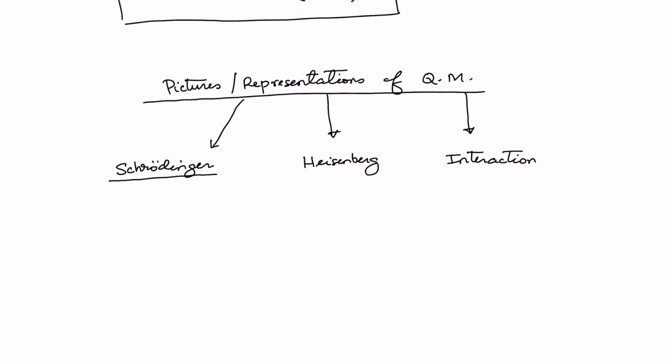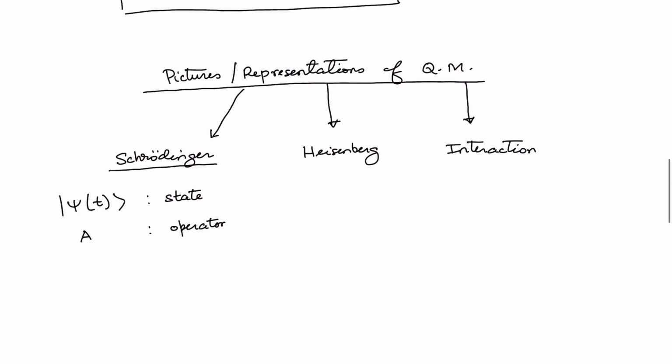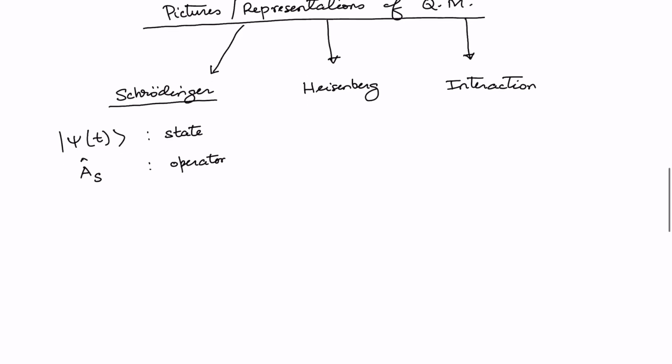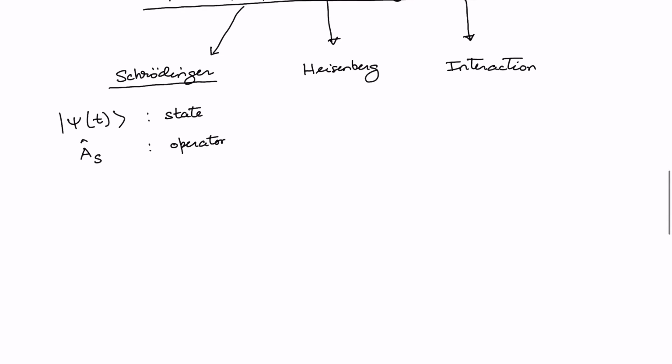So in the Schrodinger representation, the state vector of the system is time dependent. So the state is time dependent and the operator is time independent. As you know, the operator corresponds to any physically observable quantity, so it is time independent. So let me put a suffix S to represent the Schrodinger picture. Let me briefly talk about the Schrodinger picture first.